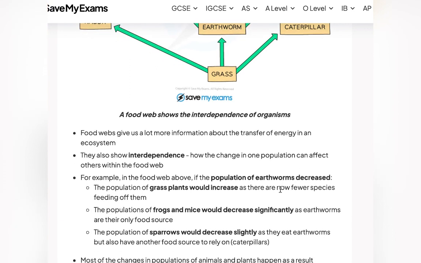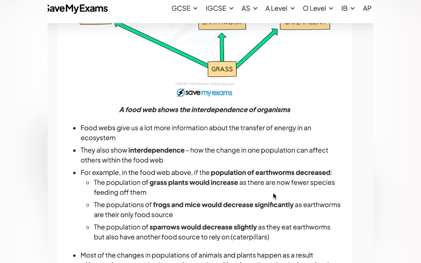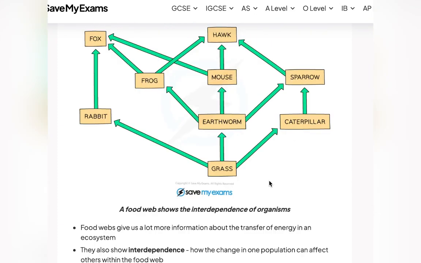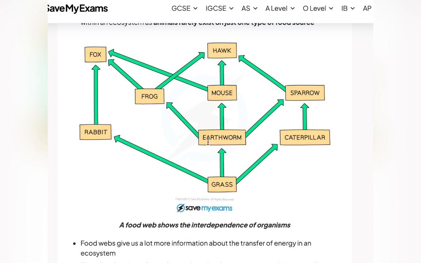Not the only thing. If the earthworm decreases, the population of grass will increase, as there are now fewer species feeding on the grass. Then the population of frogs and mice will decrease significantly, because the frog, mouse, and sparrow, these three, are feeding on the earthworm. They will reduce very drastically, if not even to extinction.